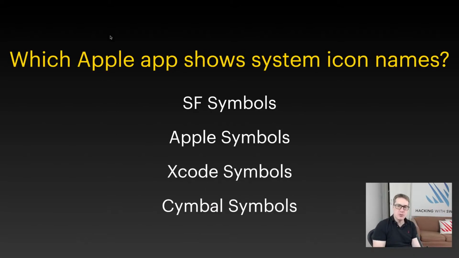Which Apple app shows system icon names? Is it SF Symbols? Is it Apple Symbols? Is it Xcode Symbols? Or is it Symbol Symbols? Which Apple app, which is free to download and highly recommended, shows system icon names? Again, you can get this from the video description, folks. Go there and find the app link there and give it a try. And it's great for just filtering through and finding stuff. So yes, it is SF Symbols.